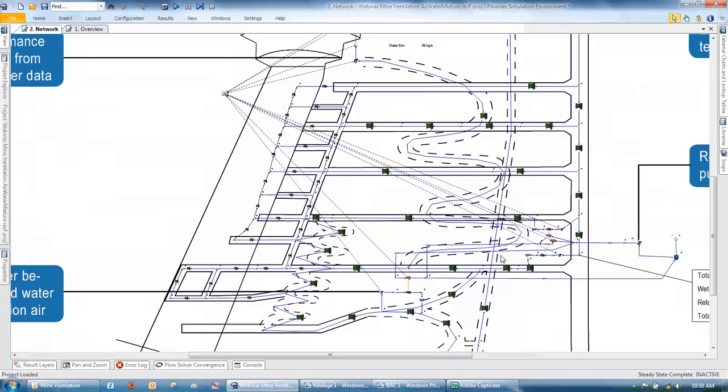This concludes this demonstration of a mine ventilation network in which humid air is used.